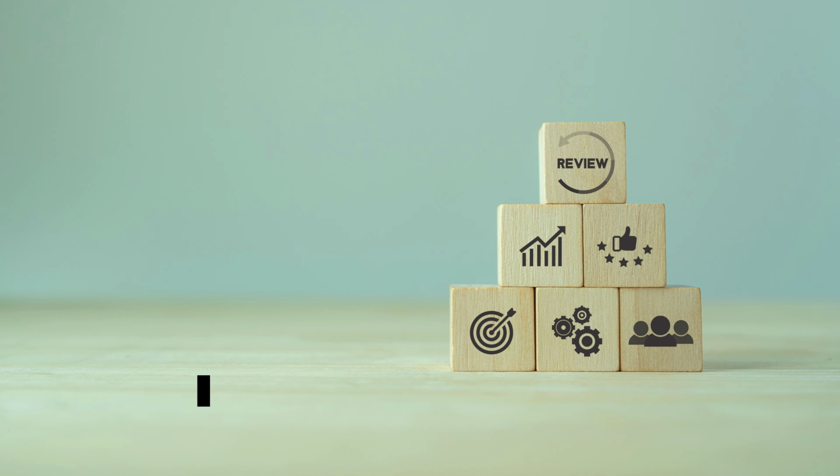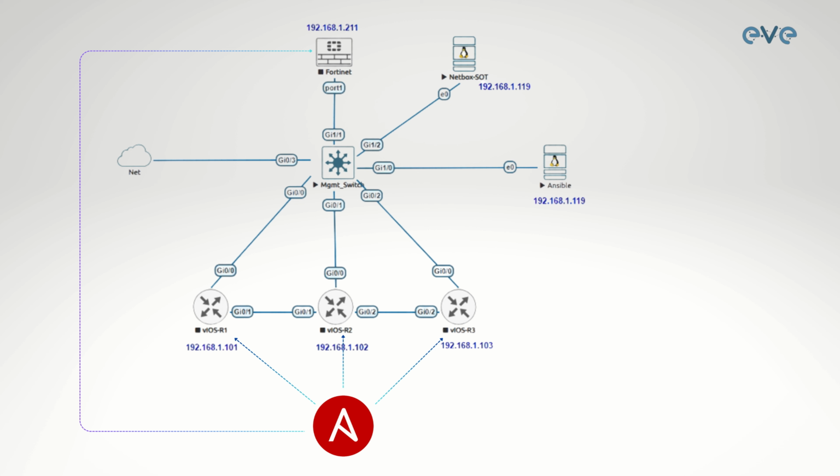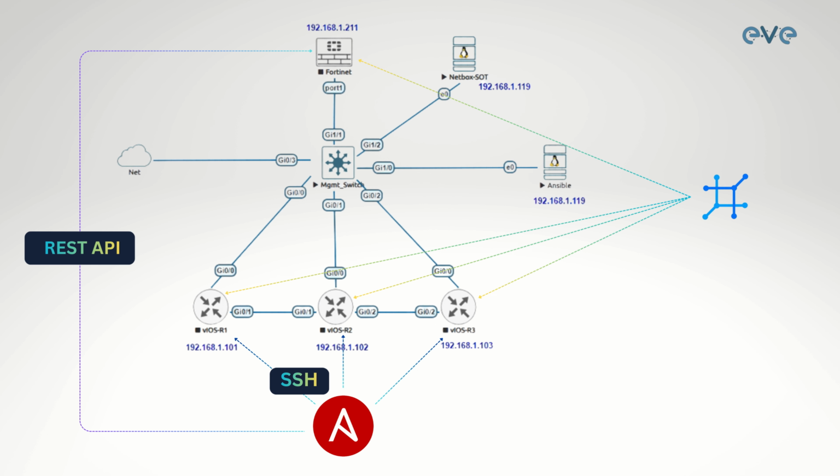A quick recap: we started our journey building a strong foundation, automating Cisco routers and FortiGate firewall using Ansible, both CLI and API. Then we brought NetBox into a virtual lab and turned it into a single source of truth, with all our devices discovered and documented in one place.